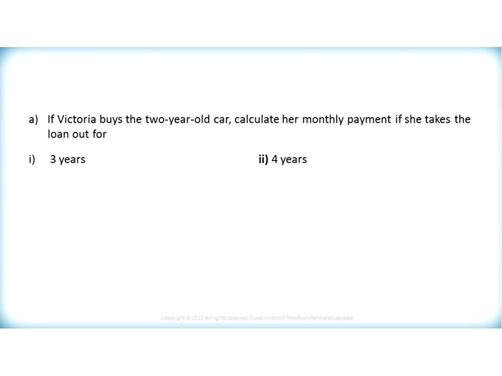If Victoria buys the 2-year-old car, calculate her monthly payment if she takes the loan out for 3 years and for 4 years. Okay, at this point, we're going to need some technology. If you have a graphing calculator, there is a program that you can use to calculate these types of things. But I'm going to use a website, and I think it would be a good idea for you to try the website as well, because it's very straightforward.